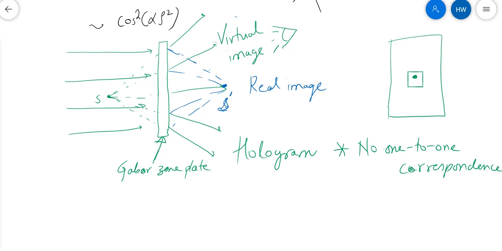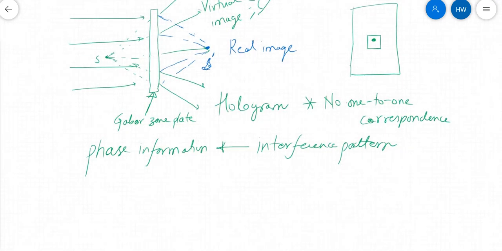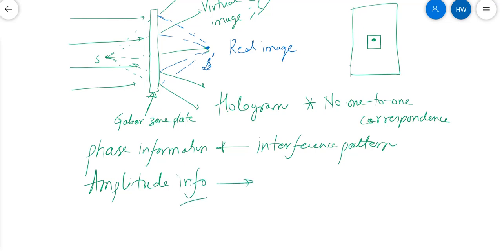The second important issue is that the phase information is contained in the interference pattern. And you also have the amplitude information. Where is the amplitude information? The amplitude information is contained in the contrast of the fringes. So greater is the amount of intensity, the higher is going to be the fringe contrast.